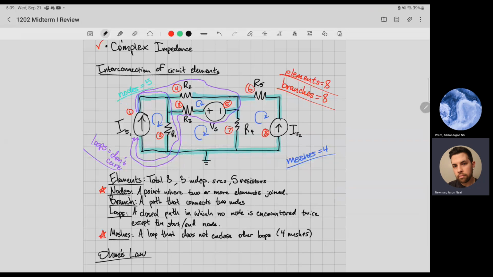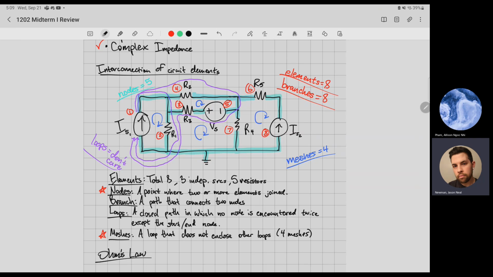Okay, so when you're looking at a circuit schematic, there's a couple of definitions you need to know. You need to know the number of elements. In this case, the circuit has 8 elements. You can just number them, the sources and the resistors. You need to know the number of nodes. I've highlighted the nodes in light blue. Basically anything that connects multiple elements together is considered a node.